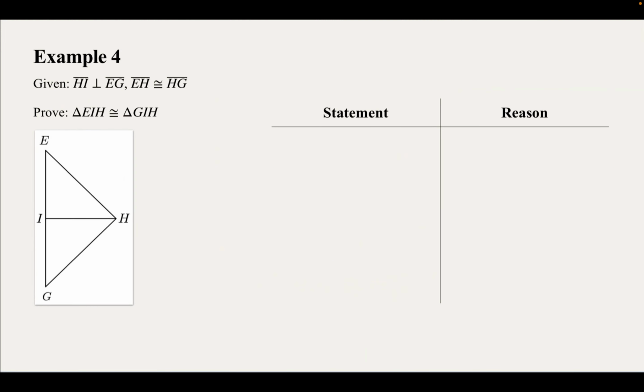All right, last example. I'm going to put my givens in here. HI is perpendicular to EG, and EH is congruent to HG. All right, well, if HI and EG are perpendicular, that means that I'm going to have a right angle here. Immediately, what should jump out at you is HL. You've got right triangles here. Always should try HL first.